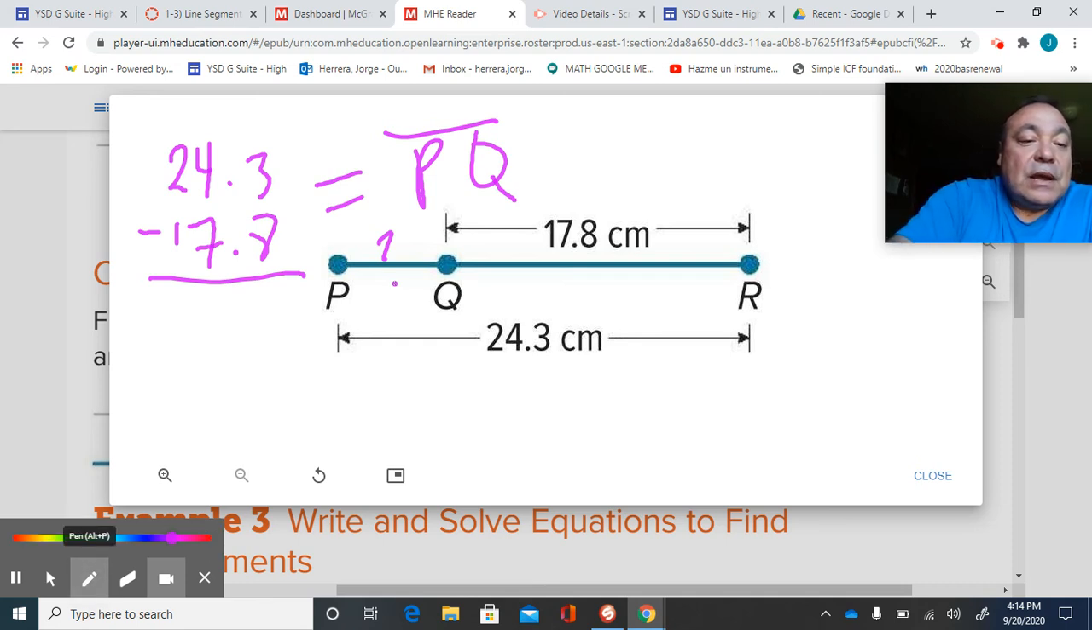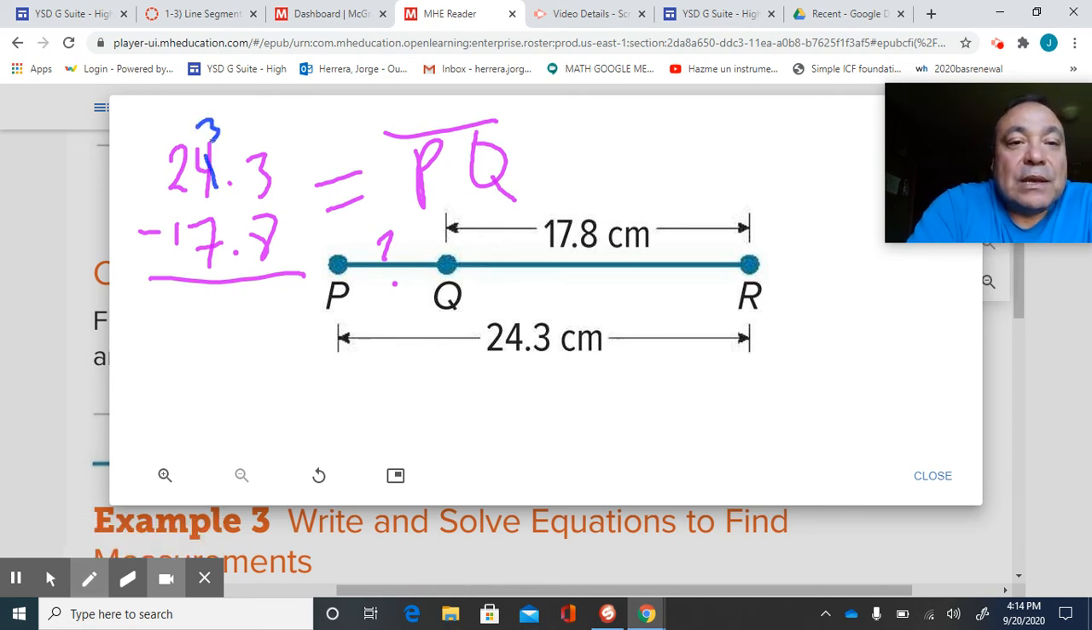Alrighty, so if we come here, guys, let's do this. 3 take away 8. You can't, guys. You need to borrow from here. So you borrow from there, that becomes 3. This becomes 13, and that is 5. Right, guys? And we put the decimal point right about there. And 3 take away 7, you can't. So you borrow again from here. This becomes 13, and that becomes 6. And 1 take away 1, well, shoot, it's just 0. So you got 6.5, guys. So this segment right there is 6.5.